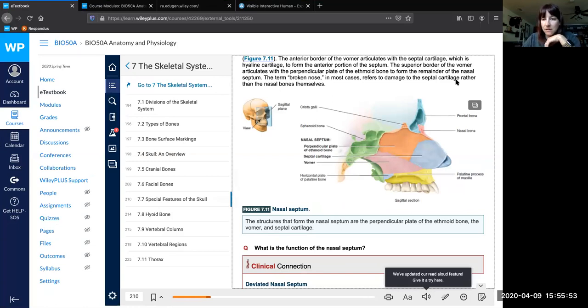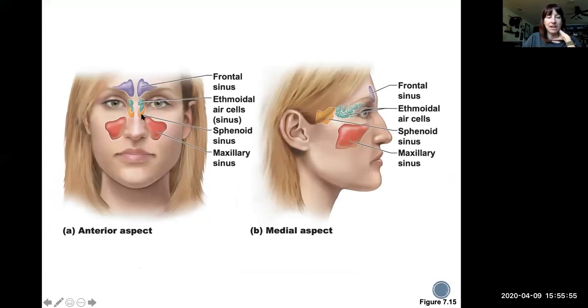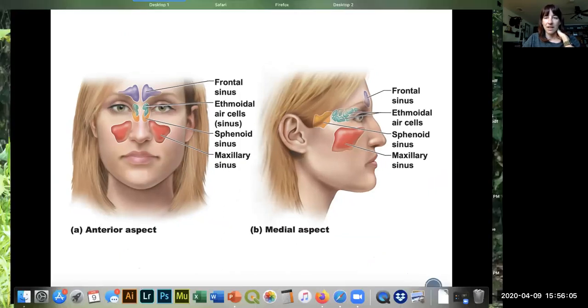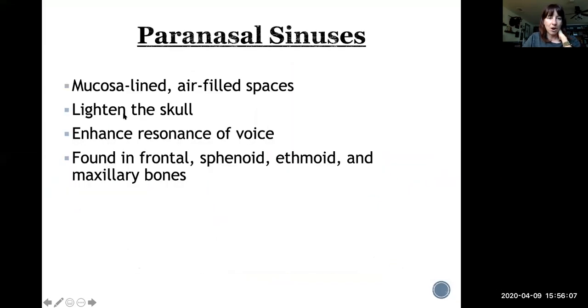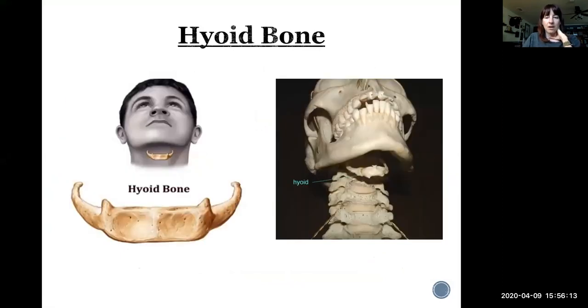All right, so we've got our various nasal sinuses that are associated with certain cranial and facial bones, right? Frontal, maxillary, ethmoid, and sphenoid bones have hollow places in them that are lined with mucus-producing cells and filled with air. Okay.